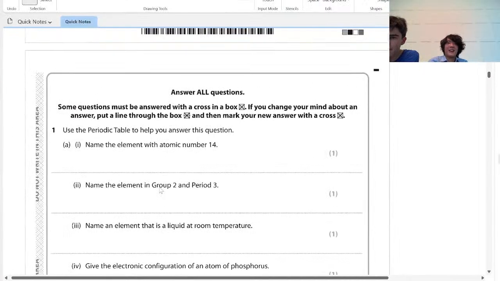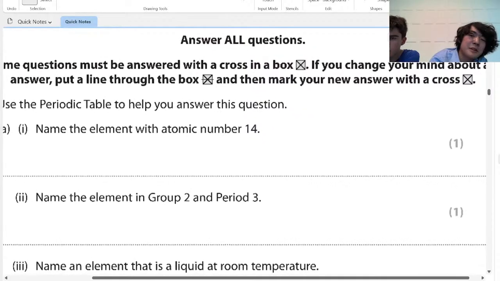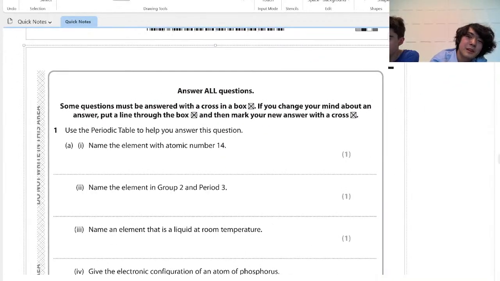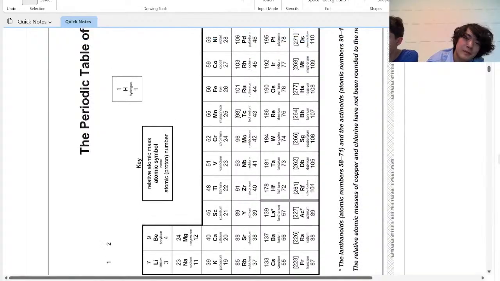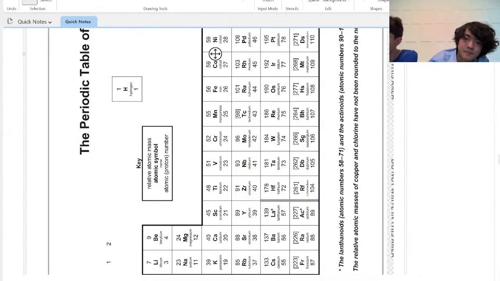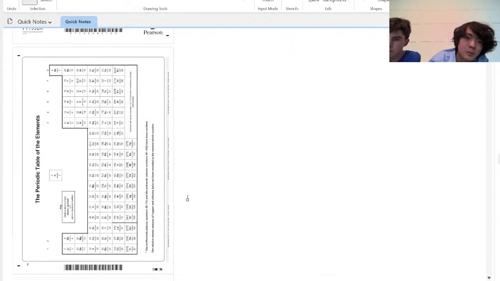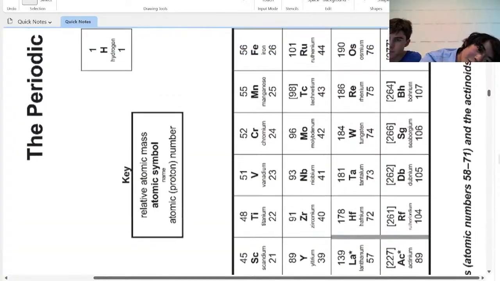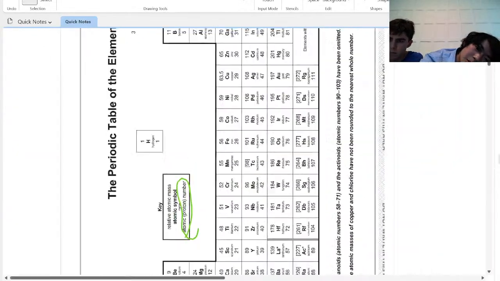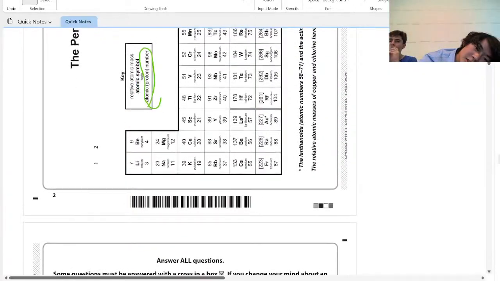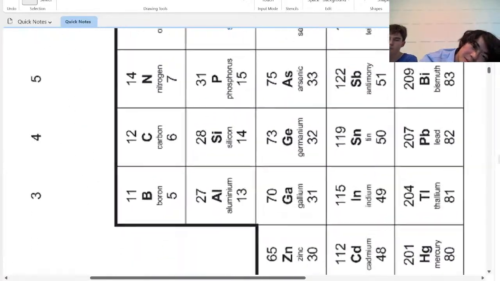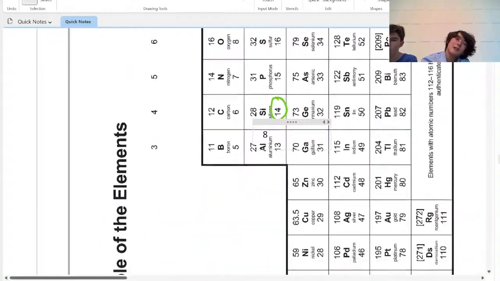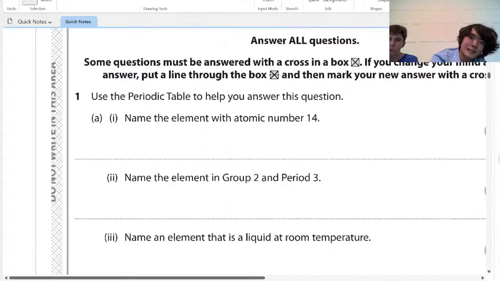Alright, let's start. Name the element with atomic number 14. So let's go back to the periodic table. Atomic number is the bottom number. So we just need to search for the one that has 14 as the bottom number. And we found it: silicon.